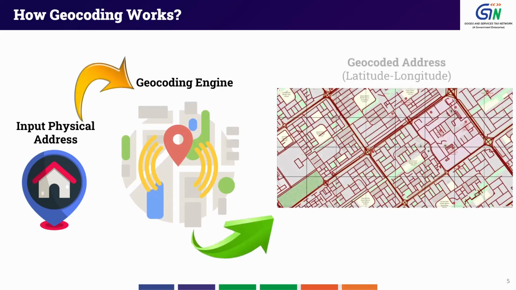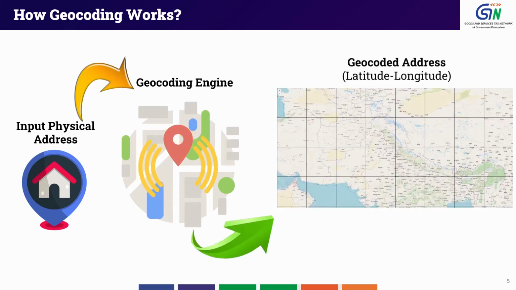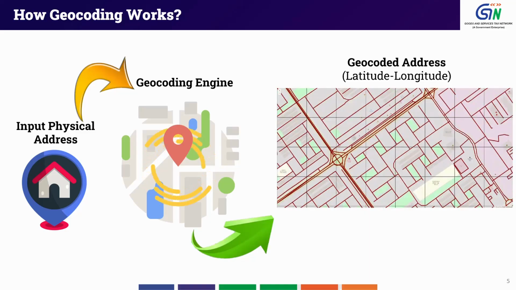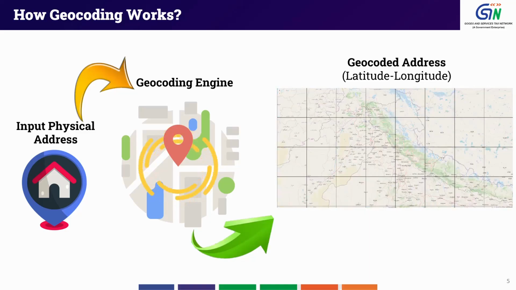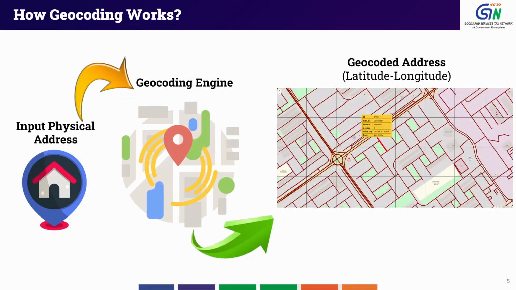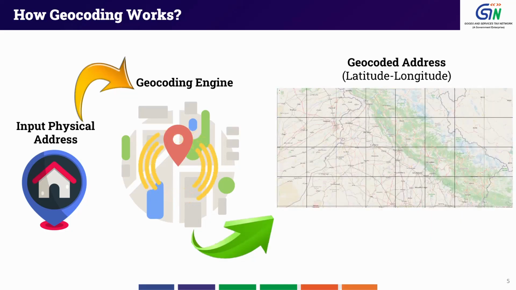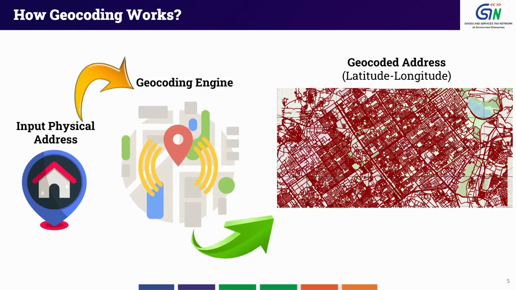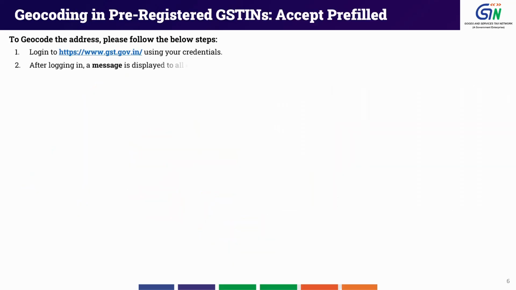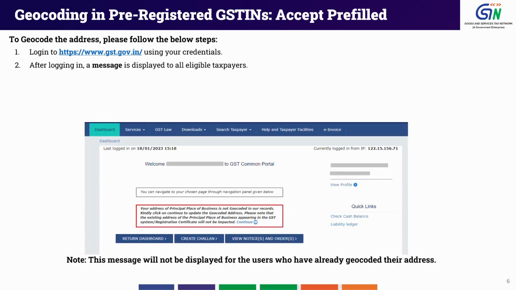So even if you are cancelled or suspended, if you want to geocode your address, you can do that. Now how does this work? We take your physical address, which you have given at the time of registration. Then we have a geocoding engine that works in the background, and it converts your physical address into a latitude and longitude so that it can be located over a map, right? This is what we do in geocoding. So how can you access this functionality? You should visit the GST portal, log in using your own GST portal credentials.